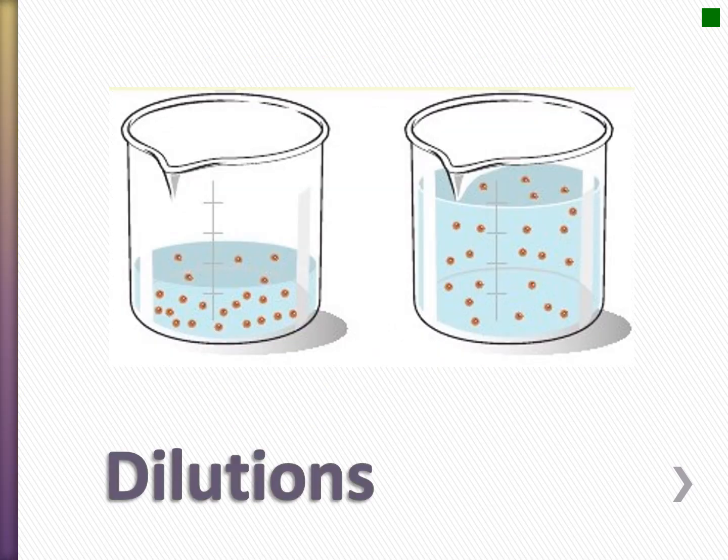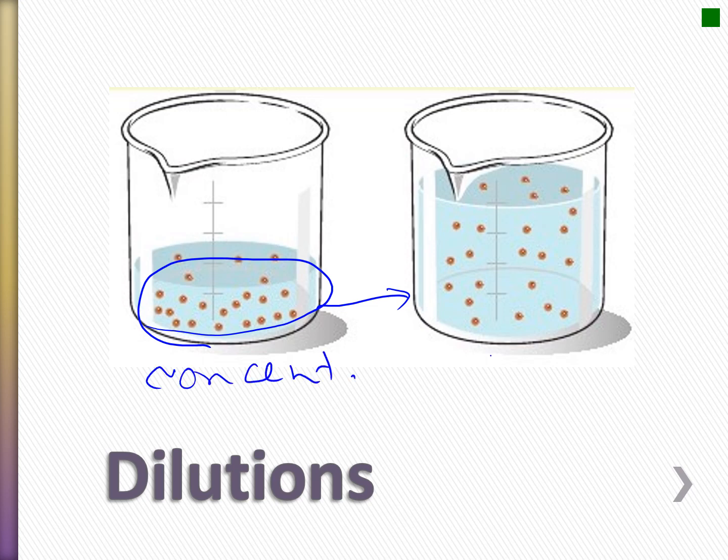All right, looking at this one, this is another visual. This is an emphasis on how the number of particles of your solute stays the same from the concentrated solution, which is on the left, to the dilute solution, which is on the right. All you did was add more solvent particles. Okay, so the solute stayed the same, but your solvent went up. So therefore, your concentration went down.